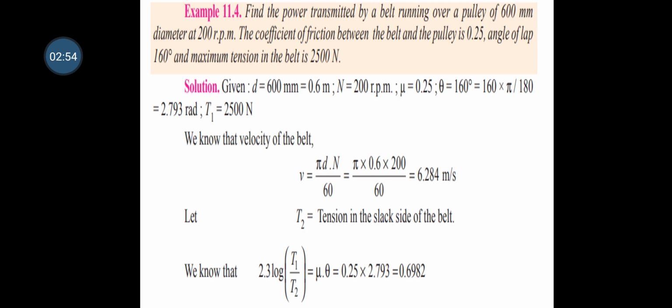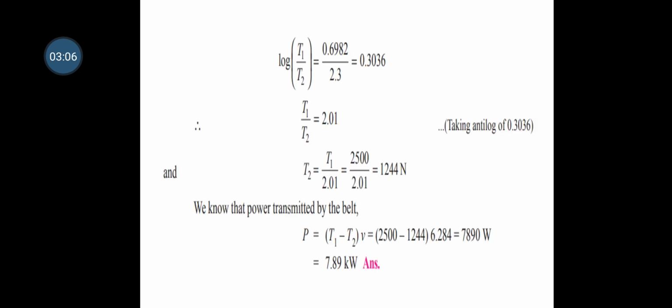We know that 2.3 log of T1 by T2 is equal to mu theta. Substituting these values, we get log of T1 by T2 is 0.3036. Taking the anti-log of 0.3036, we get T1 by T2 is equal to 2.01. Rewrite that T2 is equal to T1 divided by 2.01. We already know the given T1 is equal to 2500 Newton, so T2 will be 1244 Newton, and power transmitted P is equal to (T1 minus T2) into V. Substituting the values of T1, T2 and V, we get power transmitted P is equal to 7.89 kilowatt.